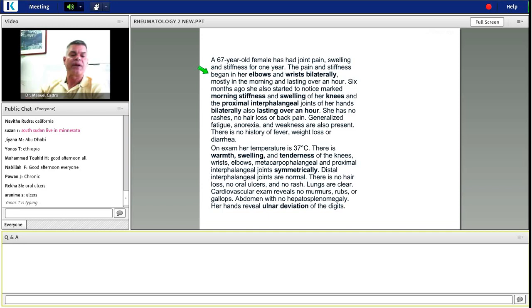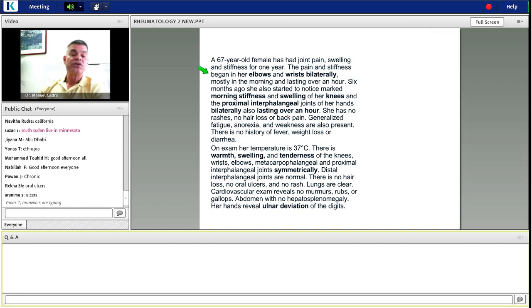Now, she's got generalized fatigue, anorexia, and weakness, which are also present. These are evidence of inflammation. So we know we have an inflammatory process, right? Now, there is no history of fever, weight loss, or diarrhea. There are certain conditions that can present with fever, weight loss, diarrhea, that are inflammatory and can cause joint pain as well, sometimes indistinguishable from rheumatoid arthritis.